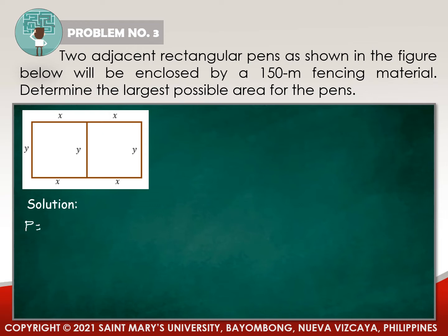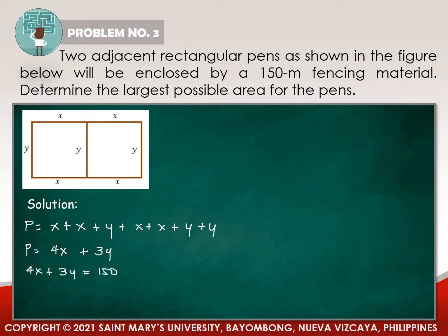Okay, so we have here x plus x plus y plus x plus x plus y, and since we are going to also fence the inner part, which is y, i-add din natin yan. Okay? So, therefore, we have x plus x plus x plus x is 4x, and y plus y plus y is 3y. And we know that the perimeter is equal to the amount of fencing material. So, we can equate 4x plus 3y to 150.